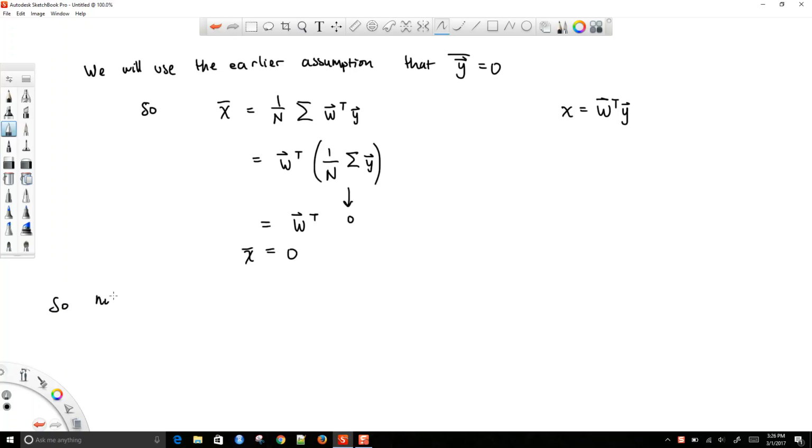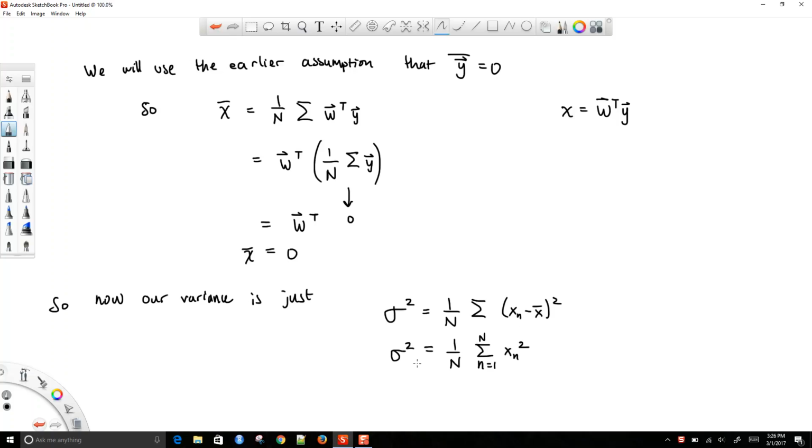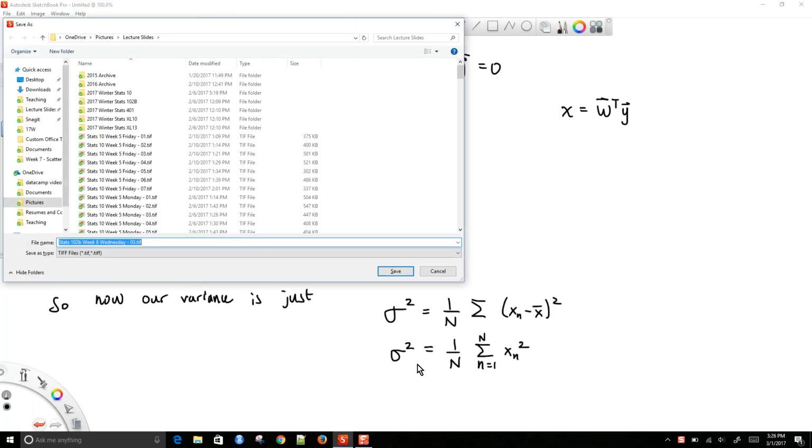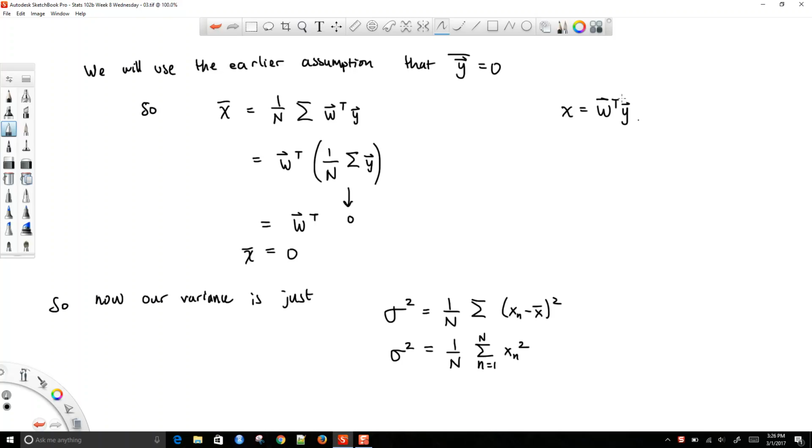So now our variance sigma squared is just equal to 1 over n times the sum of x minus x bar squared. This becomes 1 over n sum of x sub n squared. Okay, and then substituting back in what our projection is, sigma squared, we'll take W transpose y sub n squared.